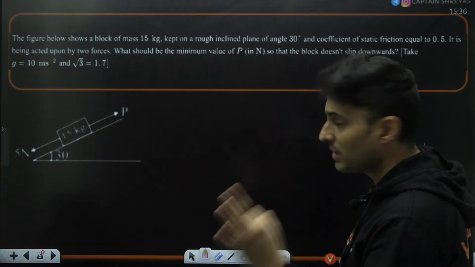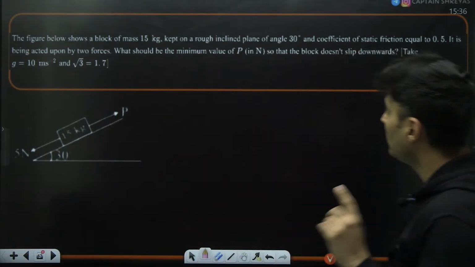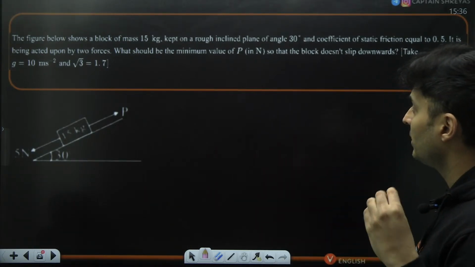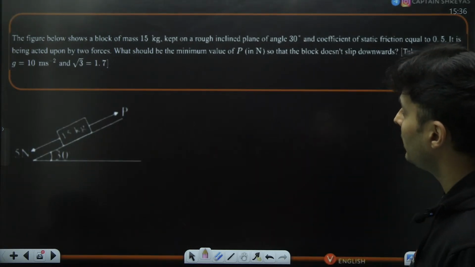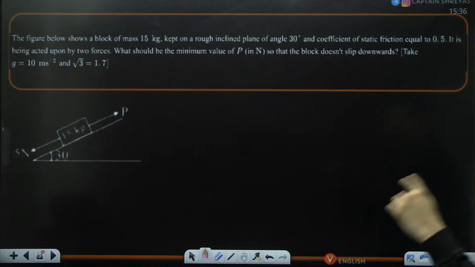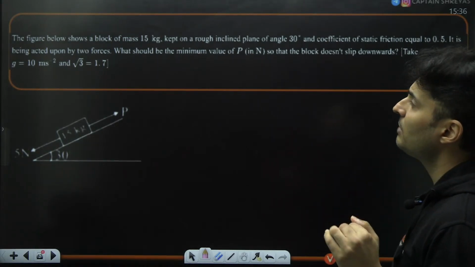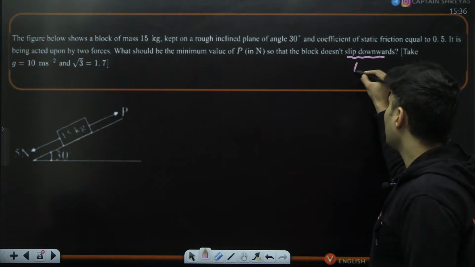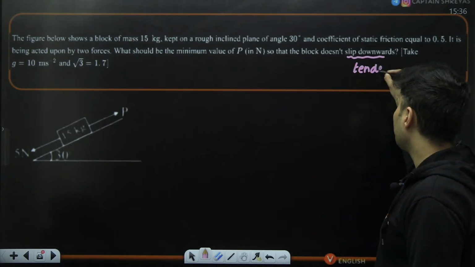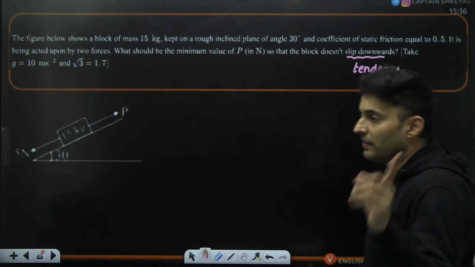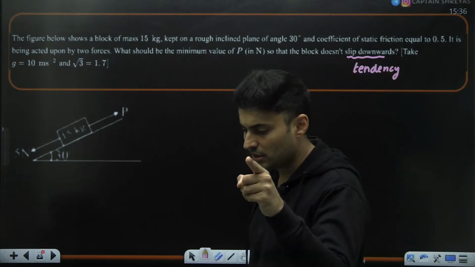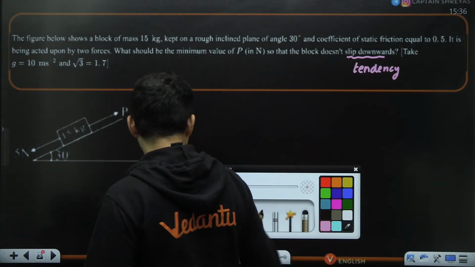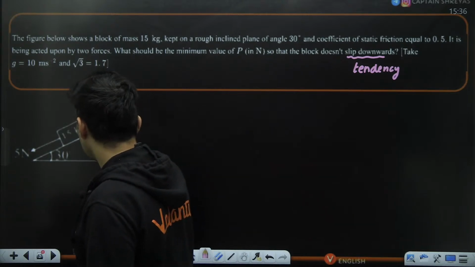The figure below shows a diagram of mass 15 kg kept on a rough surface, angle 30, coefficient of friction. It is being acted upon by two forces, 5 Newton down. What should be the minimum value of P so that the block doesn't slip down? So slipping down is its tendency. So where will friction act? Think about that first. If it wants to slip down, the frictional force will definitely act upwards.